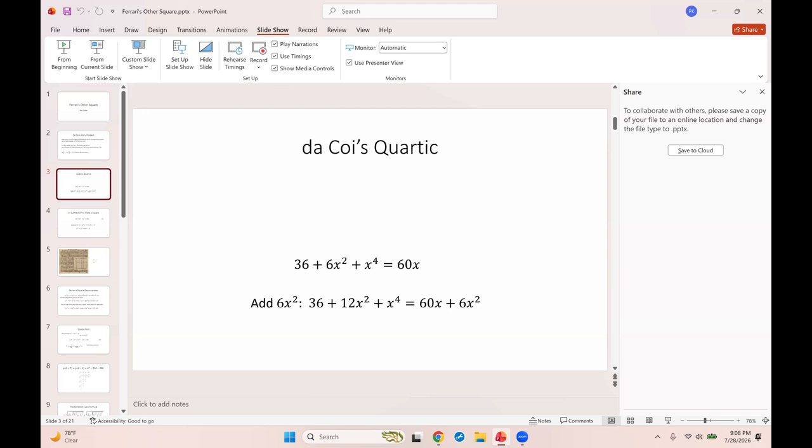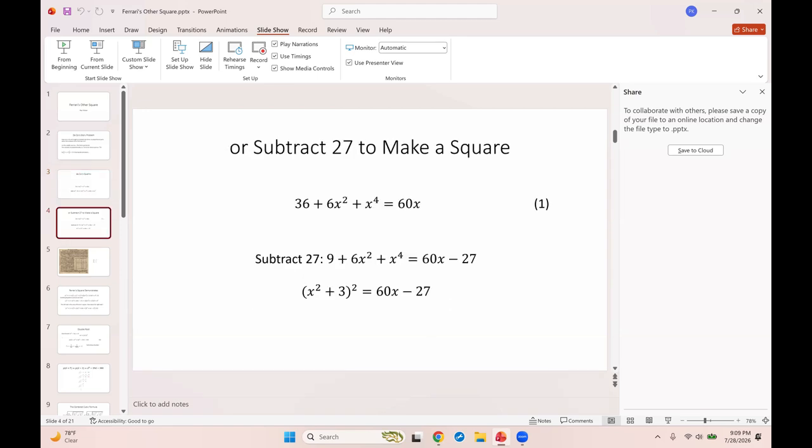That's what they did in Ars Magna. We're going to do something just a little bit different. If instead of adding 6x squared, you just simply subtract 27, you get 9 plus 6x squared plus x to the fourth, and there you go. You got another perfect square. x squared plus 3, that quantity squared.